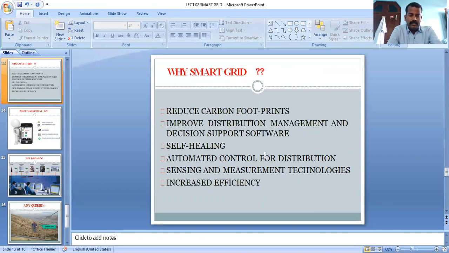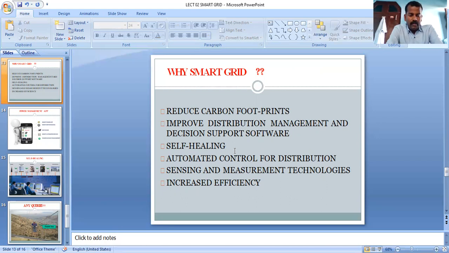Why is there a need for a smart grid? Because it reduces carbon footprints. Carbon footprint means the carbon generated per unit area will be reduced in the case of the smart grid, because the loss is reduced. Hence, the use of coal in thermal power generation is reduced. It also improves distribution management and decision support software.